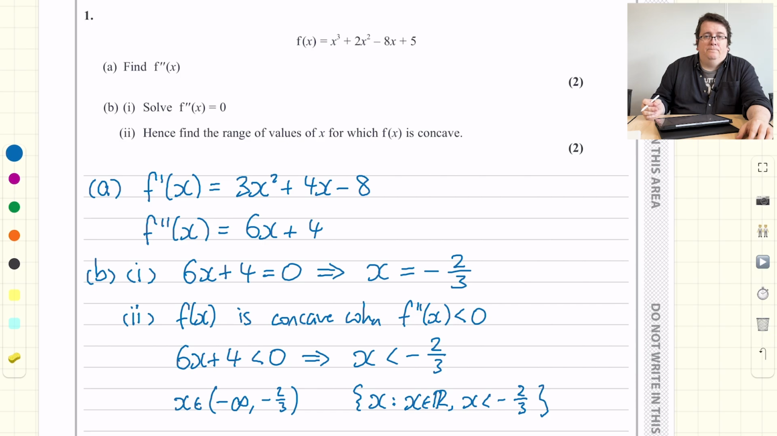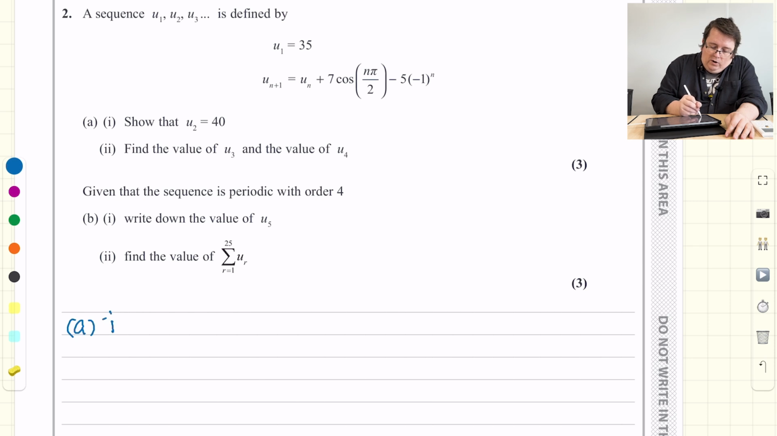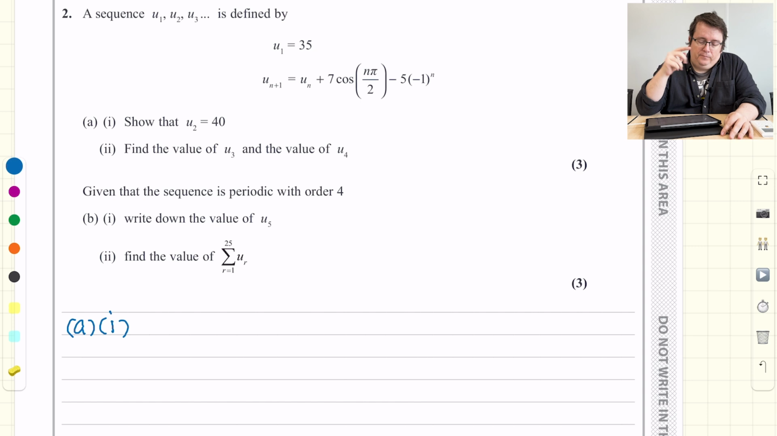Okay. So this is question number 2. A sequence u1, u2, u3 is defined by u1 is 35, un plus 1 is un plus 7 cosine of n pi over 2, take away 5 lots of minus 1 to the n. So A, part 1, show that u2 is equal to 40.